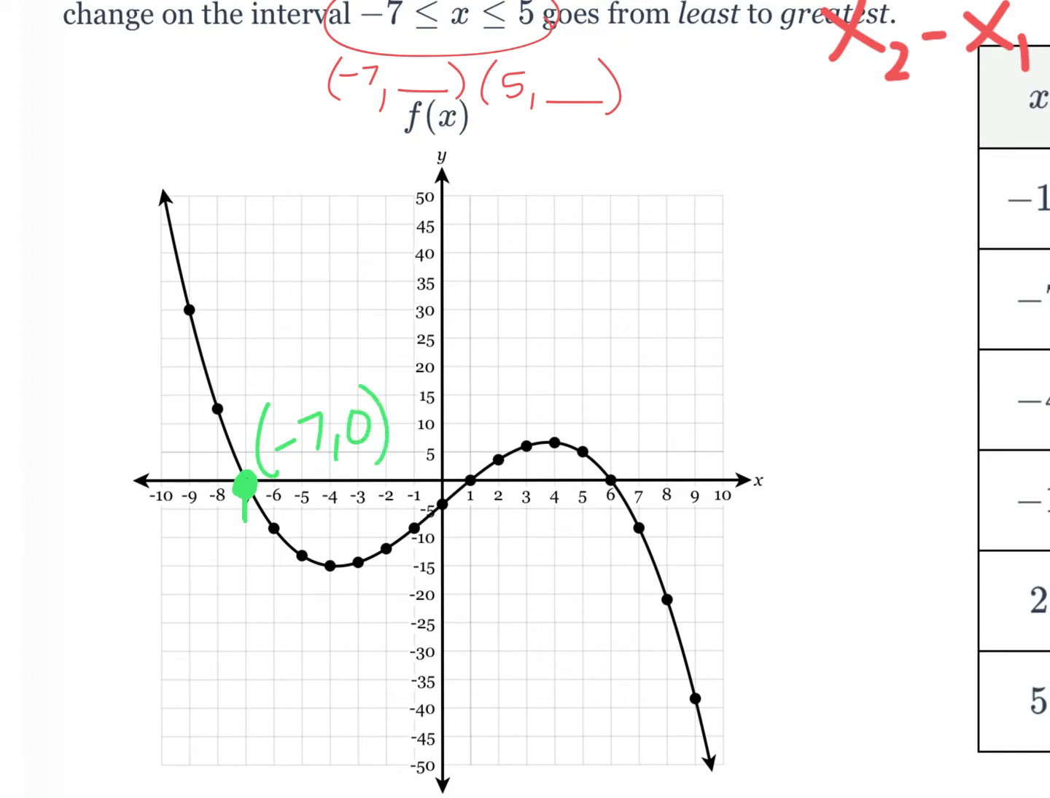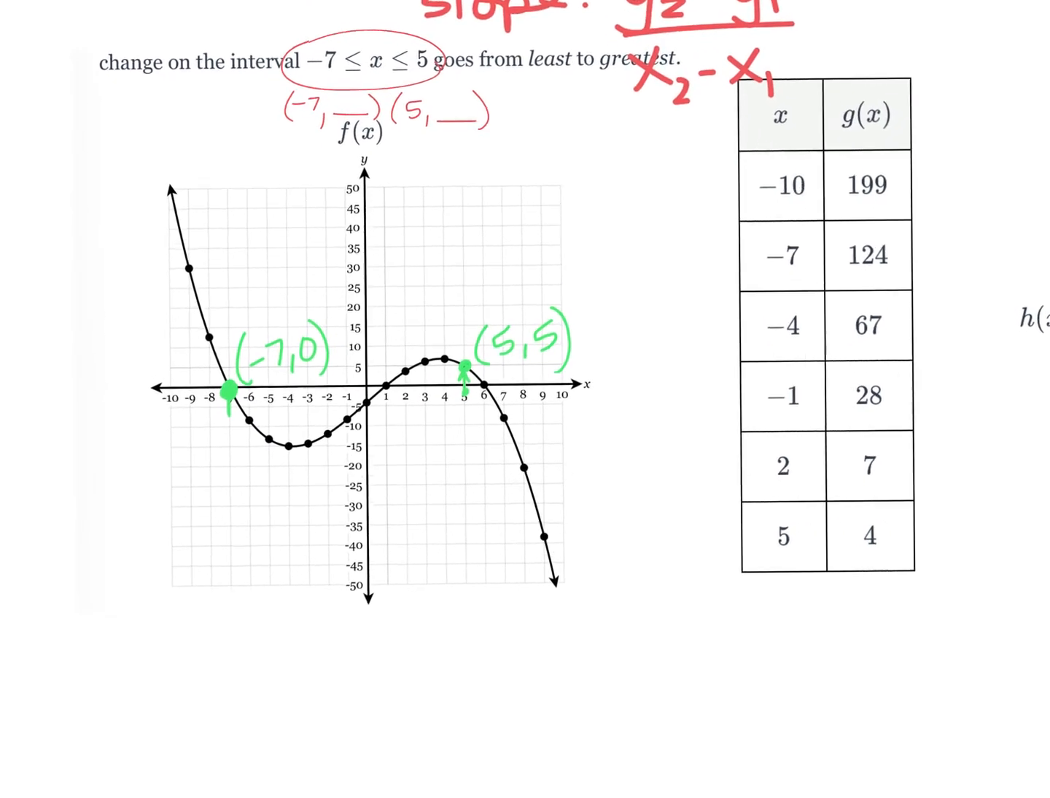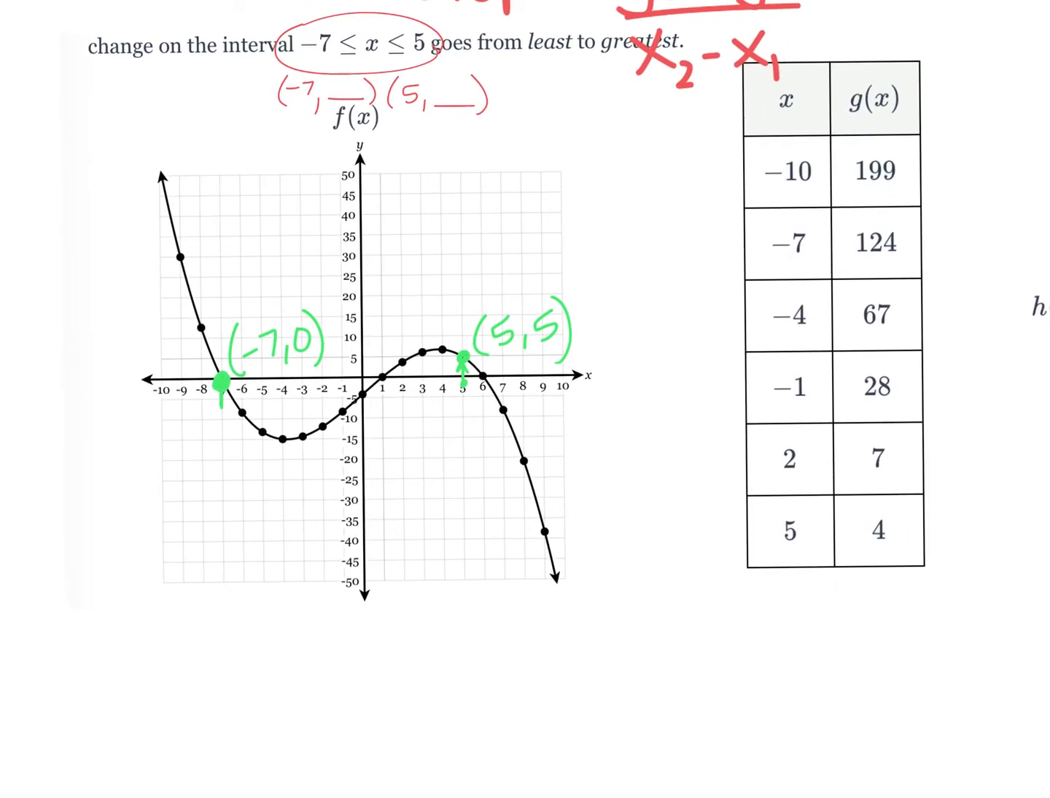And then we'll find 5. I find 5 on the x-axis, and I follow up to find the point that matches with that. The point on the curve is (5, 5). And then you're just going to do y2 minus y1 over x2 minus x1. So 5 minus 0 over 5 minus -7. That's 5 over 12. So this one is going to be 5 over 12 when you work that out.